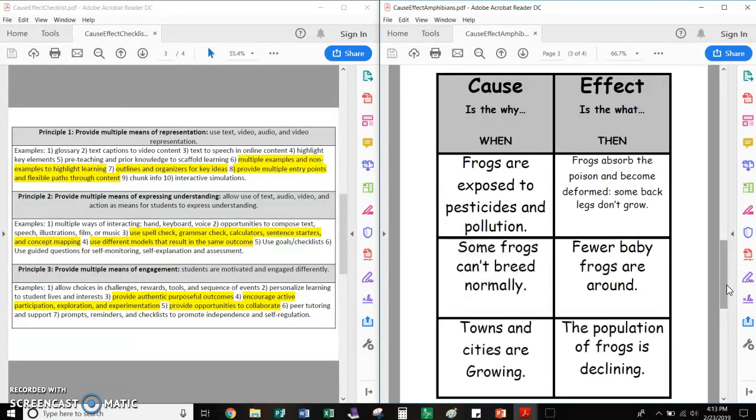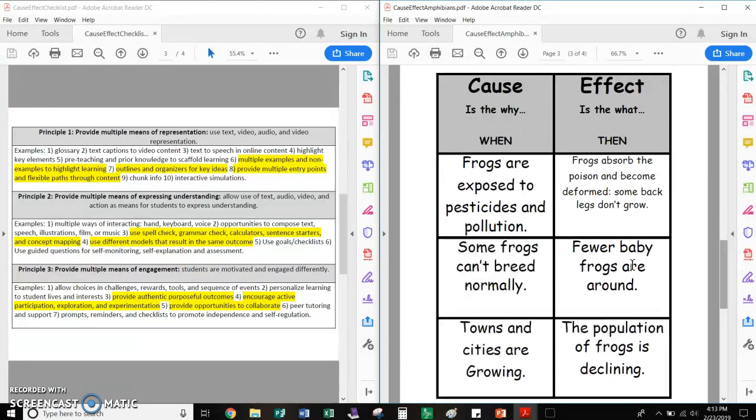That may be something I could have done to foster a conversation, giving a non-example and saying, well, is this a cause-effect relationship and how do you know? Outlines and organizers for key ideas. All of my reading lessons always have a graphic organizer to go with it that help kids organize the key ideas, so I highlighted that.